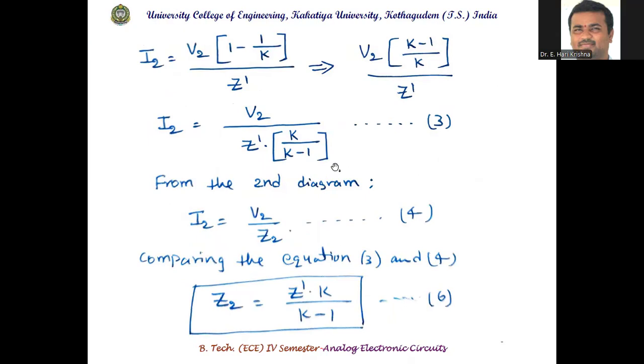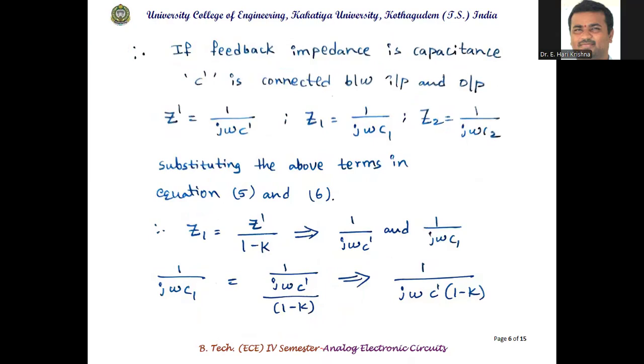So for Z1 and Z2, the feedback impedance is replaced and moved to both input side and output side with equivalent values. Z1 is equal to Z dash by 1 minus K, and Z2 is equal to Z dash into K by K minus 1. And if the feedback impedance is a capacitance, because in BJT and FET circuits, feedback capacitance will be there, we should know this factor.